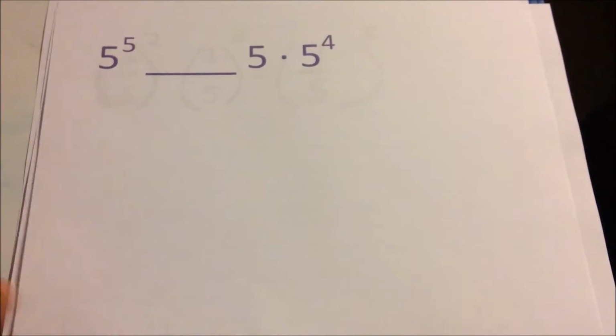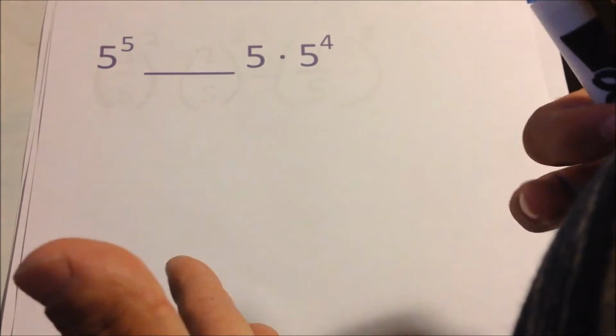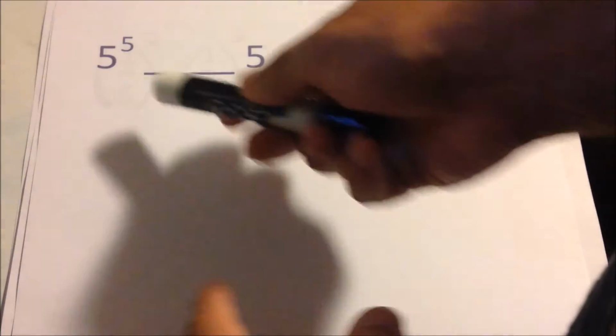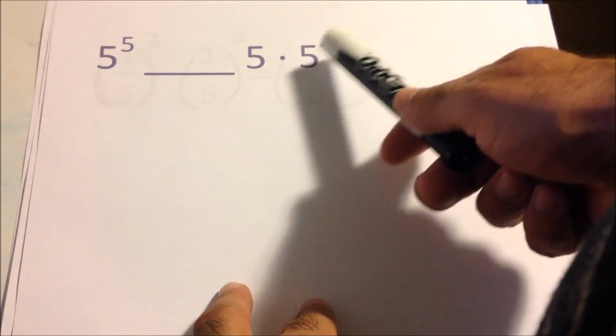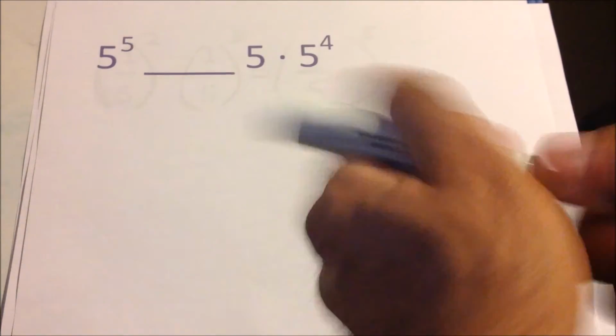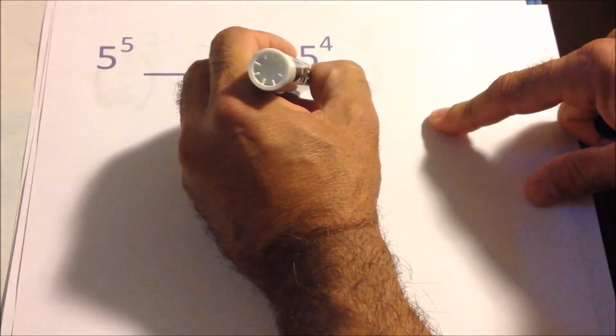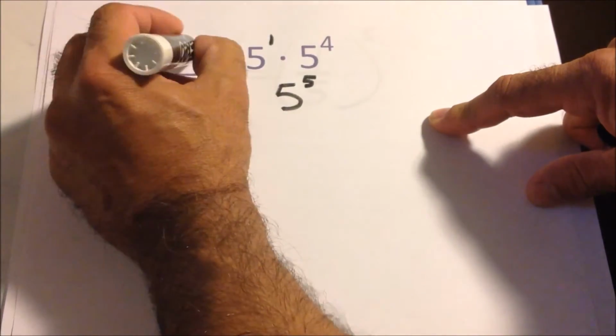Okay, let's look at this one. Which one do you think has the greater value? Remember, whatever base has the bigger exponent, well, that's the greater value. So this is 5 to the 5th power. What is this? What is 5 times 5 to the 4th power? It's 5 to the 5th power, right? You keep the base, add the exponents. There's a 1 there, remember? 5 to the 5th. So this is equal. They're equal.